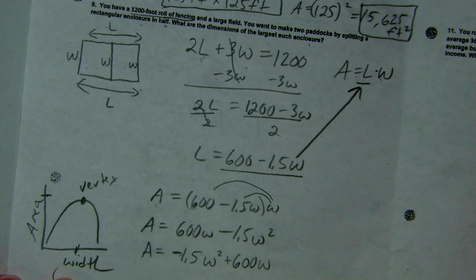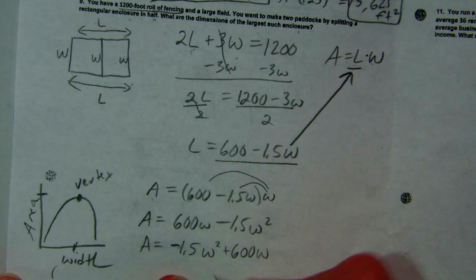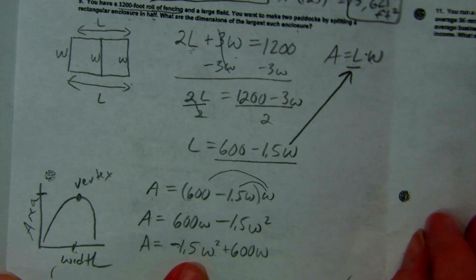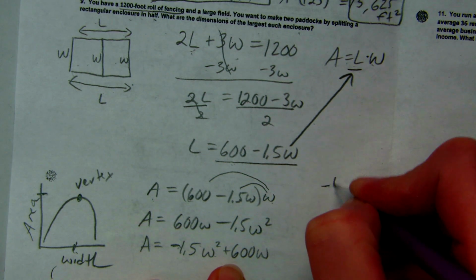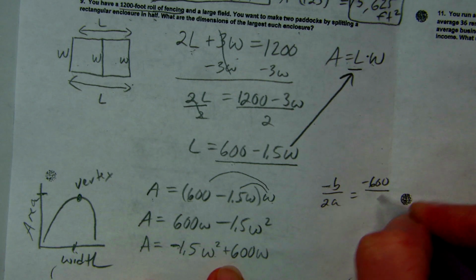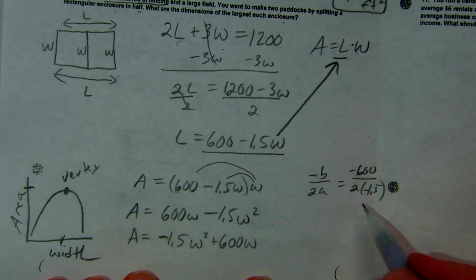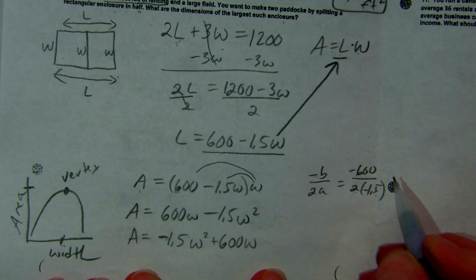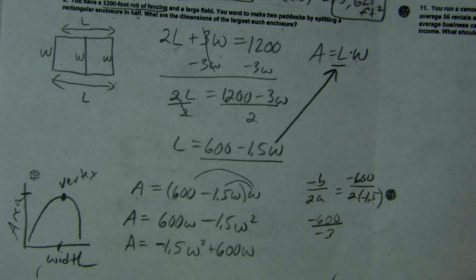To find the vertex, we do the same thing every time, negative b over 2a. So our w, which is kind of our x value, we're going to do negative b over 2a, which is negative 600 over 2 times negative 1.5. Make sure that you're multiplying these two numbers together first before you divide. So that'd be negative 600 over negative 3.